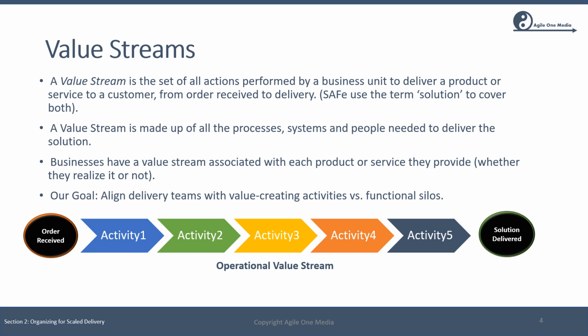Businesses have a value stream associated with each product or service they provide, whether they realize it or not. So whether it's selling pizza, providing home loans, or providing health services at a medical clinic, each one of these has an associated value stream. Our goal then is to identify each value creating step in the process and to align delivery teams with those activities versus designing teams around functional specializations.